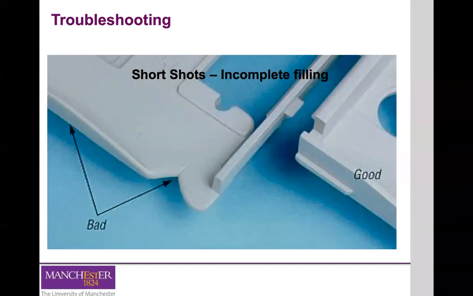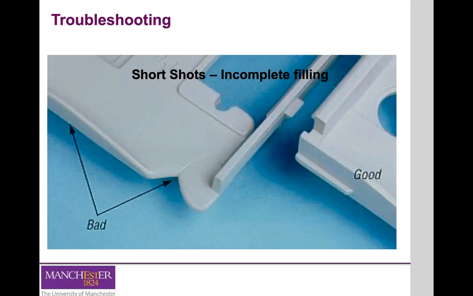Another important thing that you need to bear in mind if these short shots happen is the injection speed. If this injection speed is too slow, the plastic may freeze before it actually reaches the cavity or at least all of the cavities of the mold. So the control over the injection speed is also important to avoid these short shots.